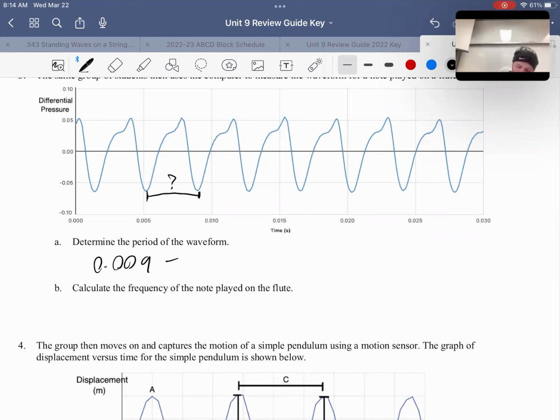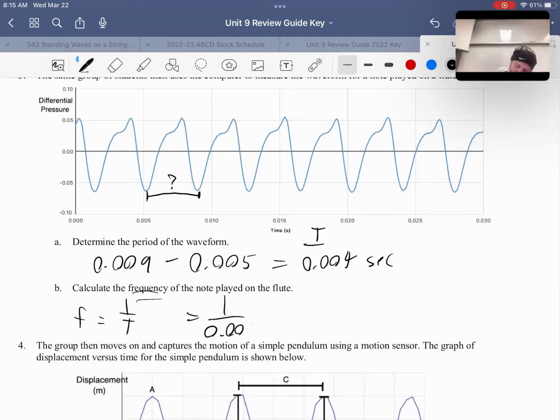So I need to say 0.009 minus 0.005 to get a period of 0.004 seconds there. All right, and then the frequency is 1 over that period, and so it'll be 1 over 0.004 seconds, which gives me a frequency of 250 hertz. So frequency is 1 over the period.